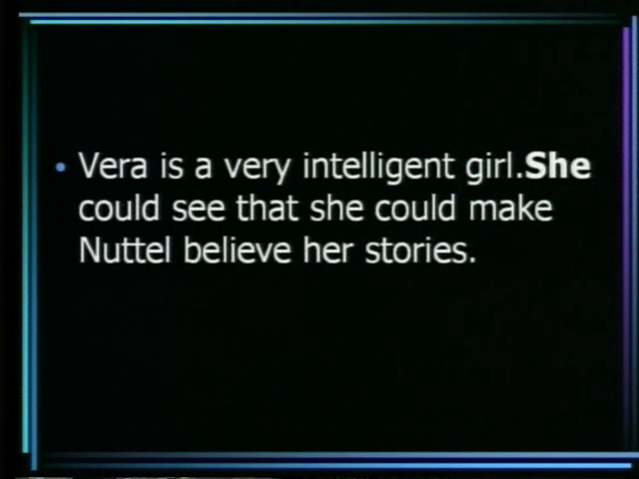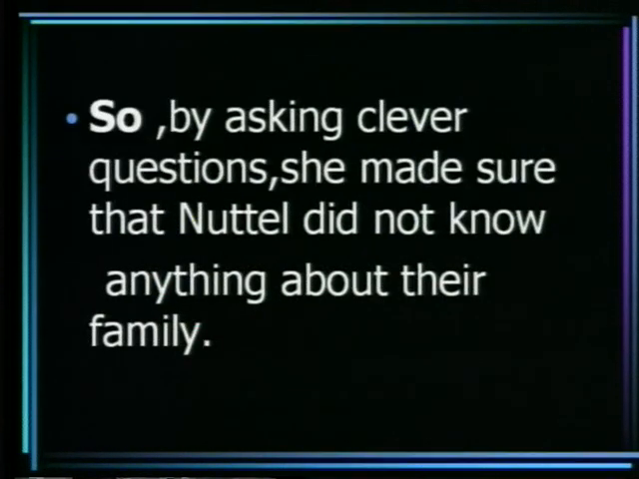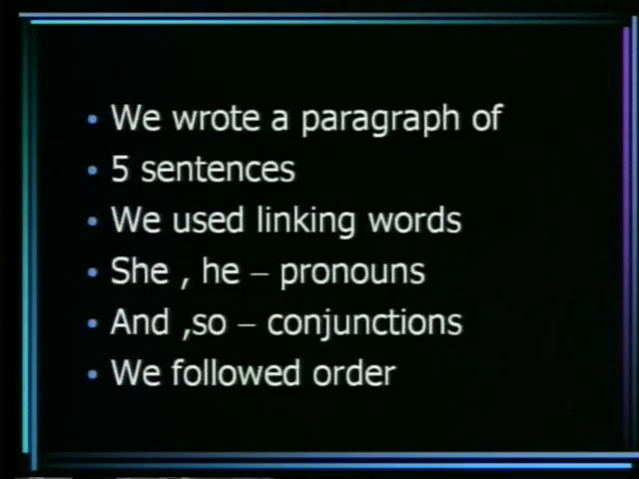Vera is a very intelligent girl. She could see that she could make Nuttall believe her stories. She asked him questions and got to know that he does not know any people there and that he had only letters of introduction. She questioned again to make sure that he does not know anything about her aunt. So, by asking clever questions, she made sure that Nuttall did not know anything about their family.